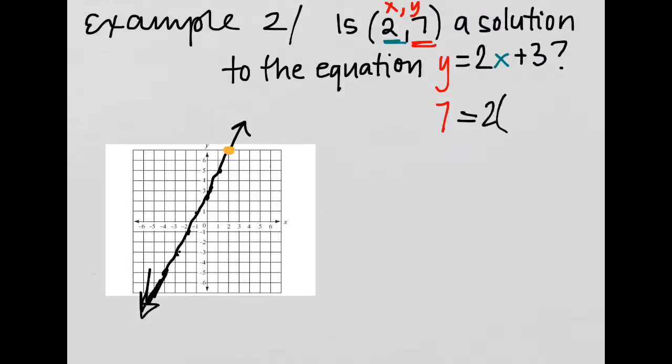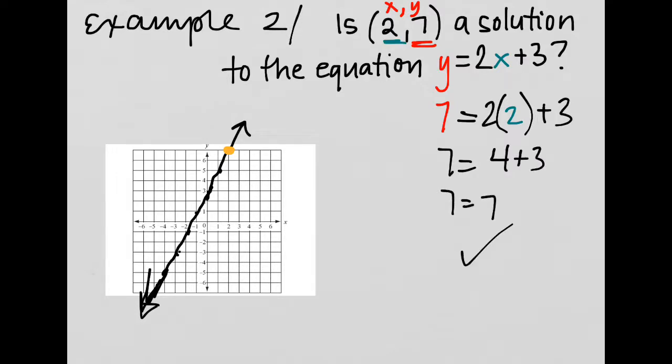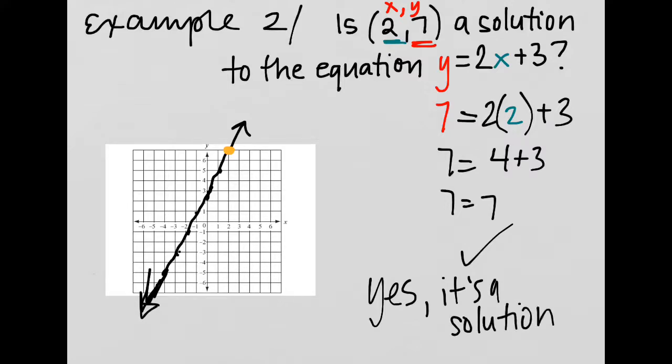All right, 2 times, what is x this time? 2. So 7 equals 4 plus 3. 7 equals 7. Is that true? Yes, it is. So is this point on the line? Yes, it is on the line, or yes, it's a solution. Okay? How are we feeling about that?